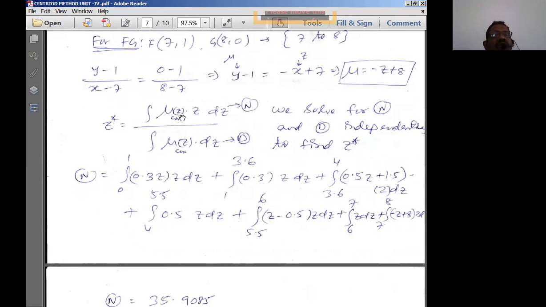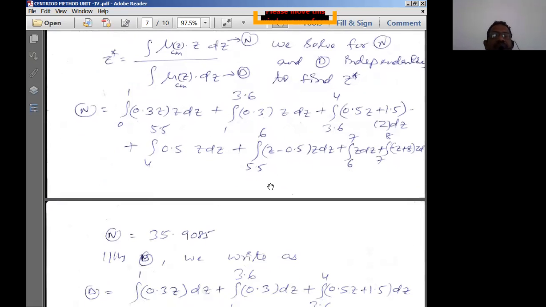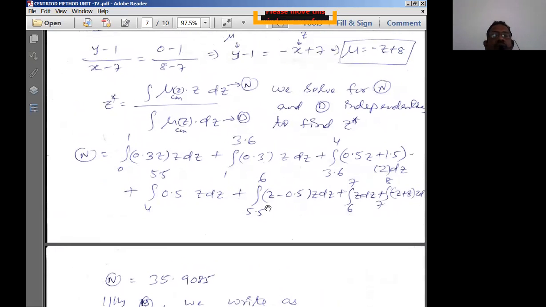So z star is equal to the integral of mu of z times z dz, divided by the integral of mu of z dz. So this is the equation which we have. Now I can divide this into numerator and denominator. We can solve numerator and denominator separately here. So now I know you can easily solve this integration.